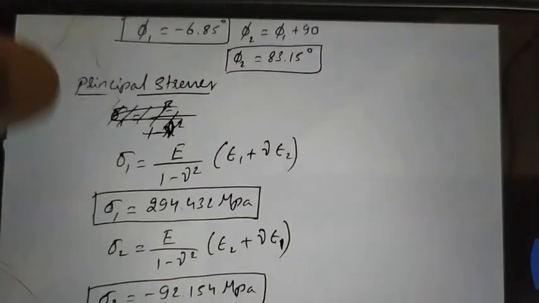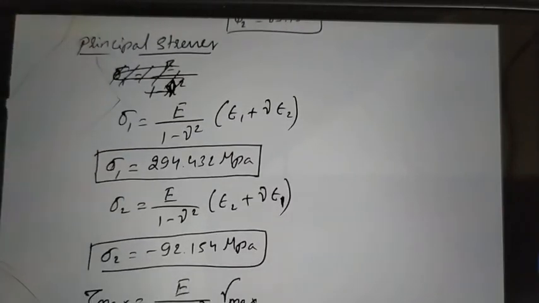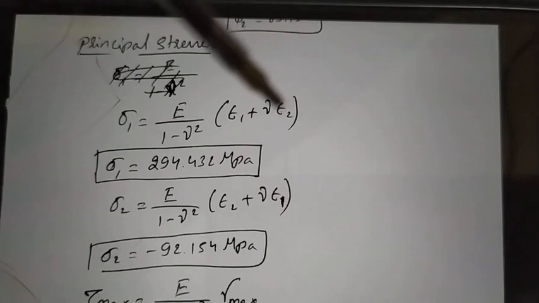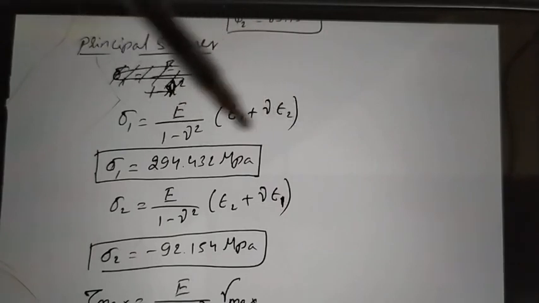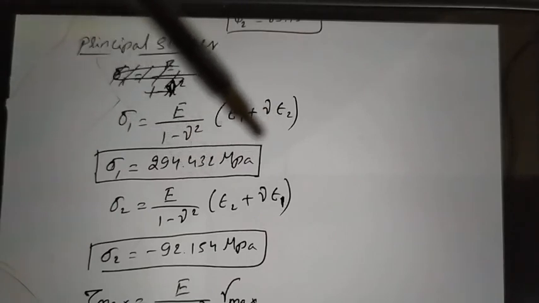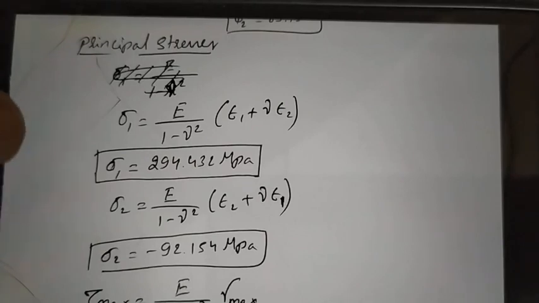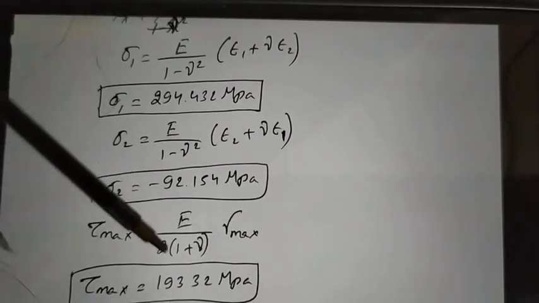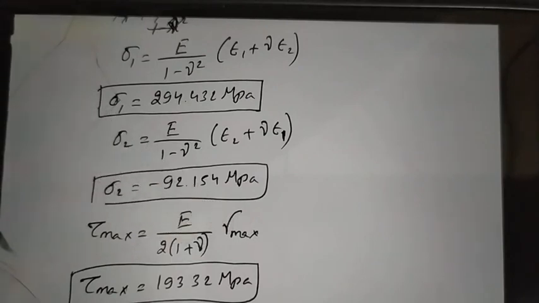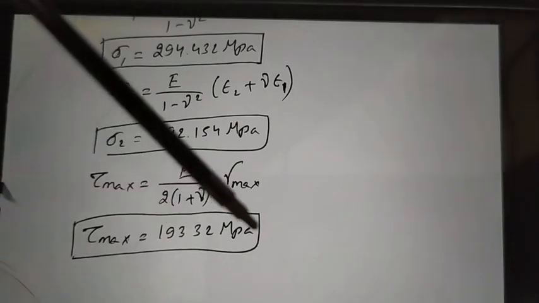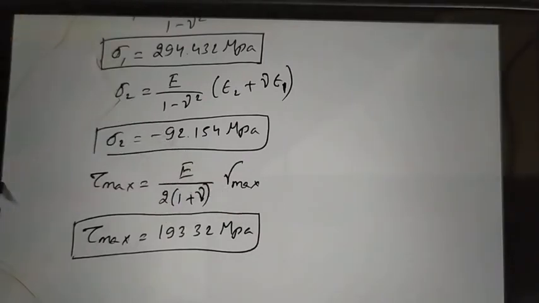Okay. Principal stresses, you know this basic equation, that is sigma 1 is equal to E by 1 minus nu square, epsilon 1 plus nu into epsilon 2. Then you are going to get sigma 1 equal to 294.432 megapascals. Similarly, for sigma 2, if you substitute, you are going to get minus 92.154 megapascals. Tau max is E by 2 into 1 minus nu, times gamma max. If you get the tau max value, it is 193.32 megapascals. So like that you have to solve these problems.